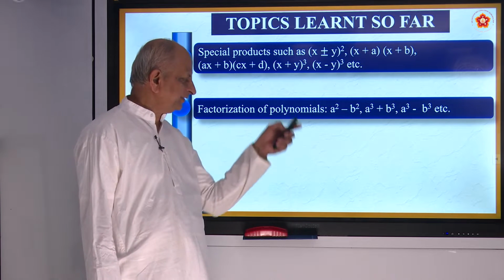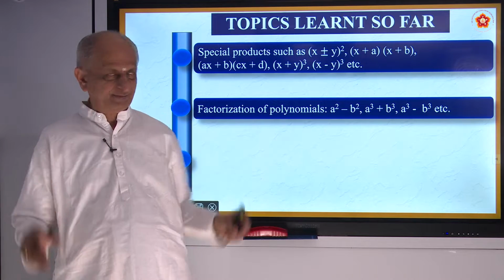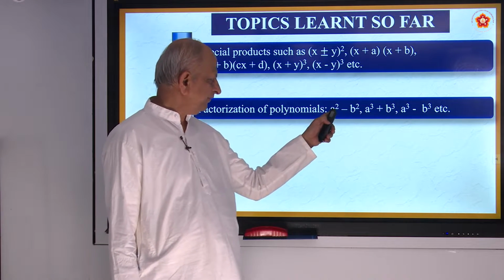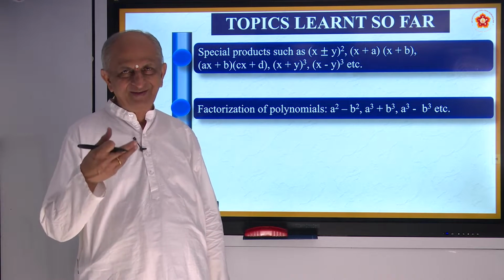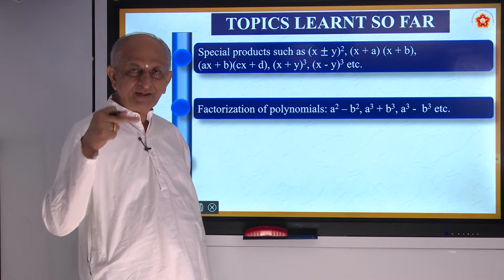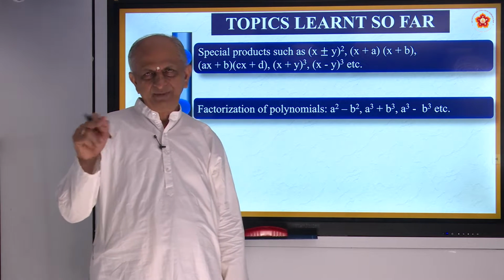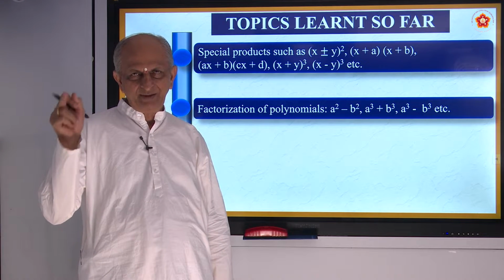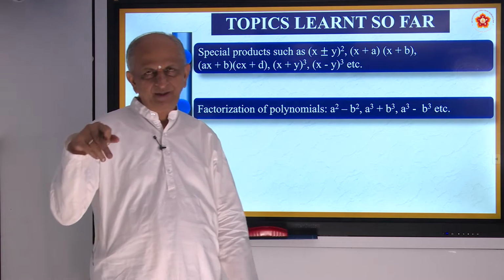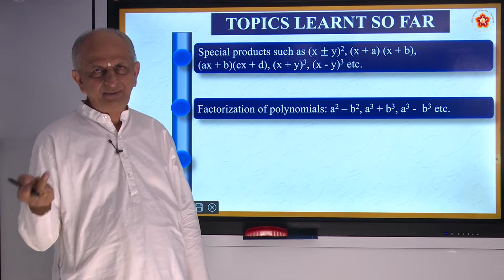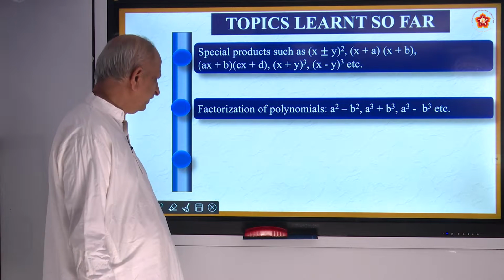Coming to factorization. Factorization is a process of splitting into factors. So here you have factors of a squared minus b squared. Come on, what is it? A plus b into a minus b. A cube plus b cube. A plus b into a squared minus ab plus b squared. A cube minus b cube. A minus b into a squared plus ab plus b squared. Of course, now I think most of you have learnt it.